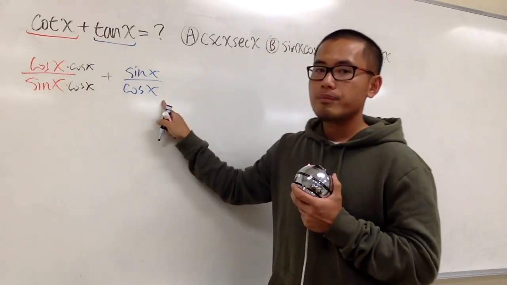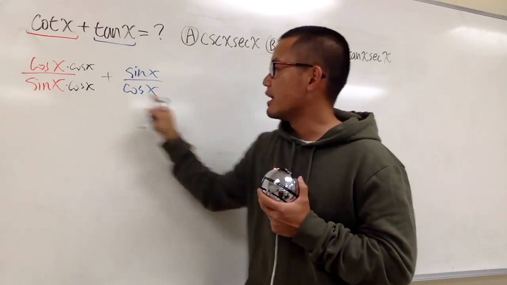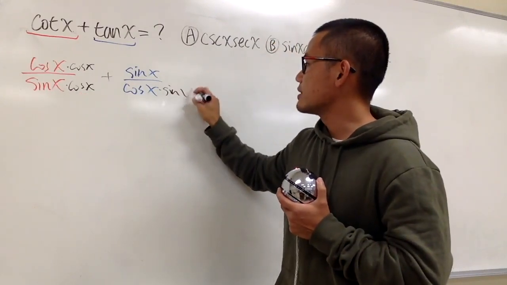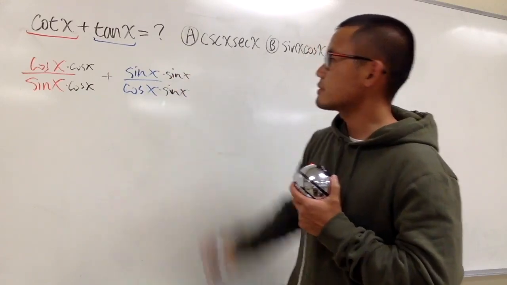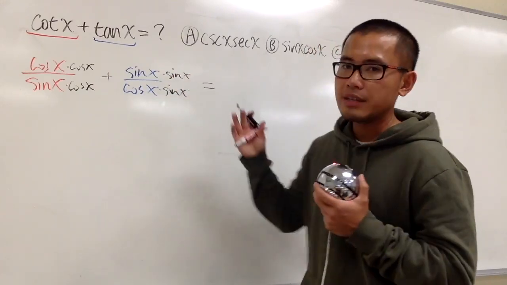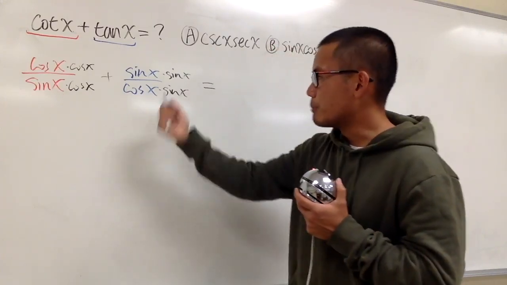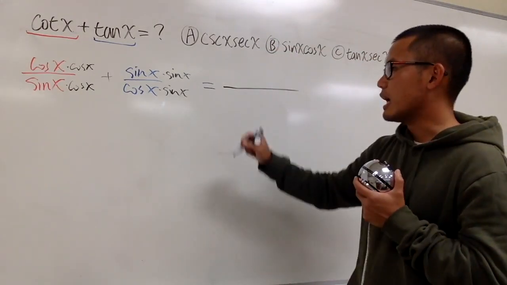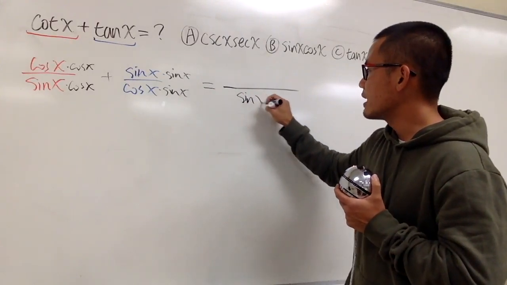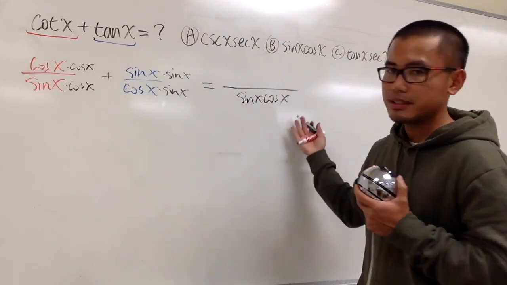And right here, I have to multiply by this sine x, right? So let's do that. Sine x here and sine x here. Okay. After we've done that, the denominators are the same. I will just combine them, and it will stay the same for the denominator. I'll put on sine x times cosine x like this.